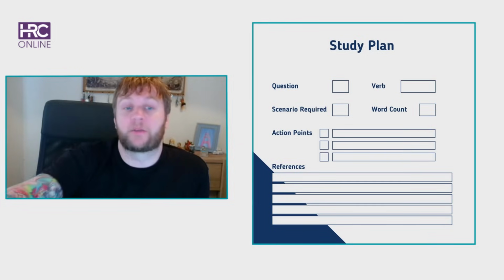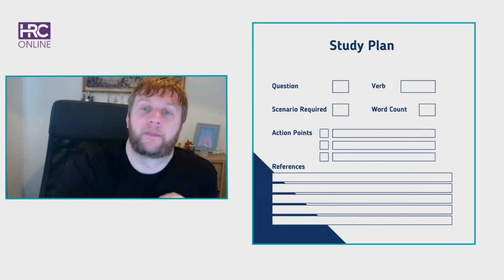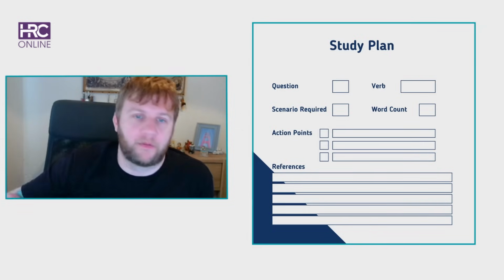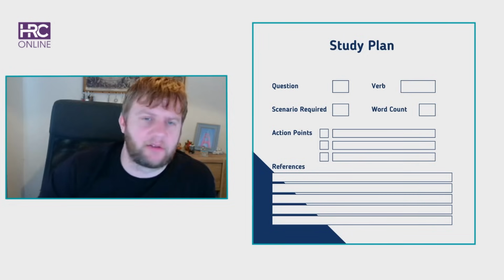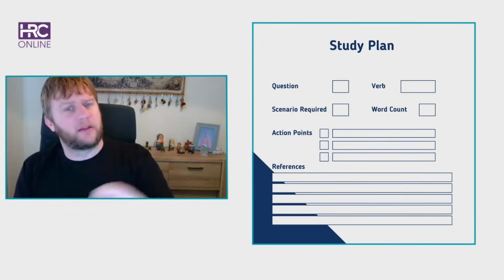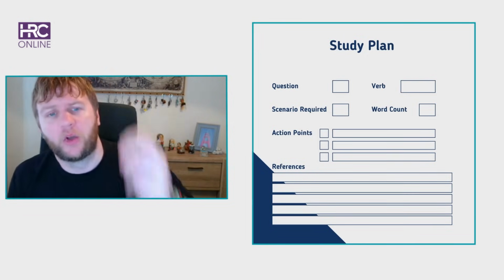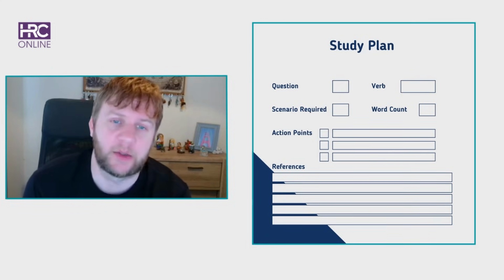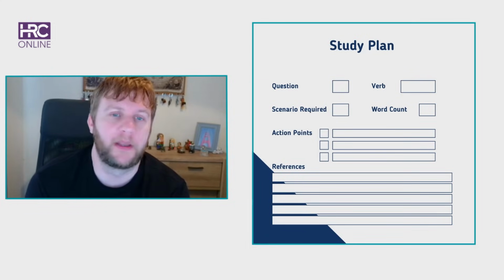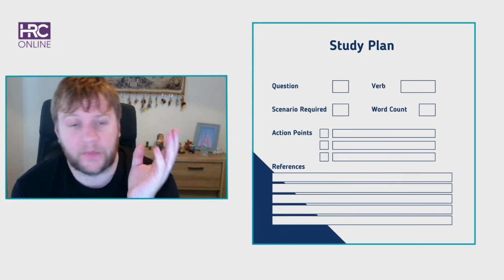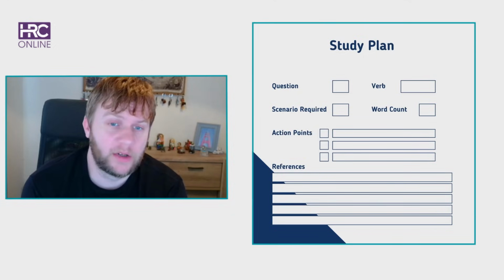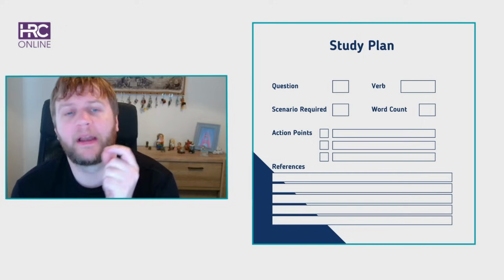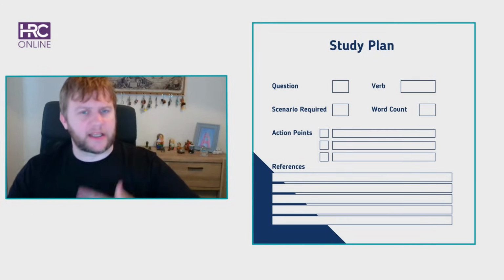But let's move on to the study plan. This is something that we've created for CIPD level 5 moving forward. So your question is 1.4, your verb is explain. Is the scenario required? Yes, because you're looking at Nexabyte and you've got two specific situations. Your word count is 400, which is 200 words per AC. How are you going to break it down into action points? So action point one for me would be team member working on his own business, and then point two would be manager favoritism.